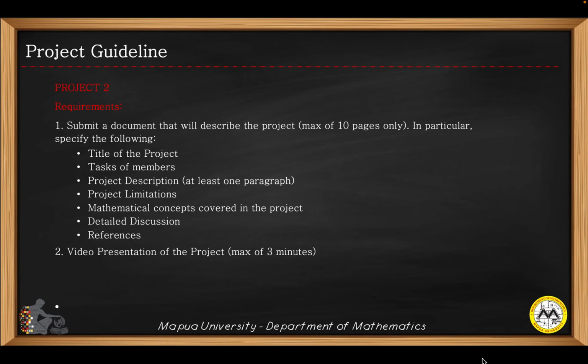So for the requirements, the students will be asked to submit a document that will describe the project, maximum of 10 pages only. In particular, specify the following: the title of the project, task of the members, project description, at least 1 paragraph, project limitations, mathematical concepts covered in the project, detailed discussion, references. And then also they will be asked to submit a maximum of 3 minutes video presentation of their project.